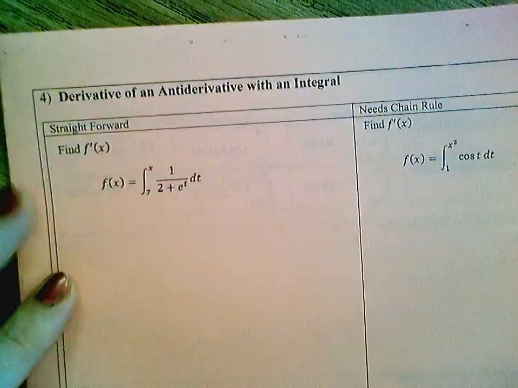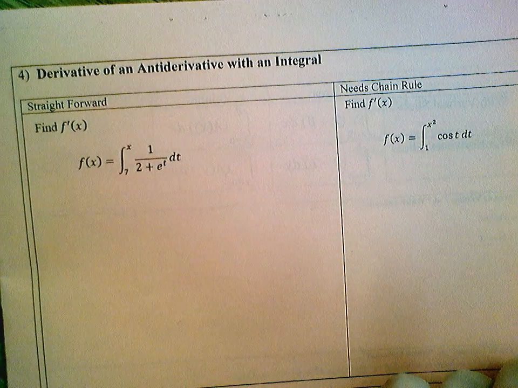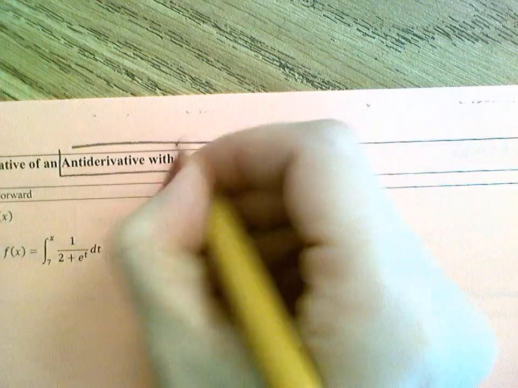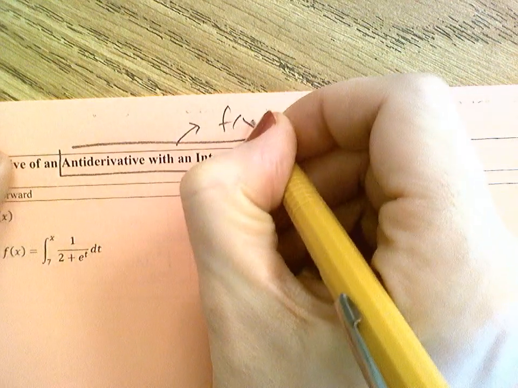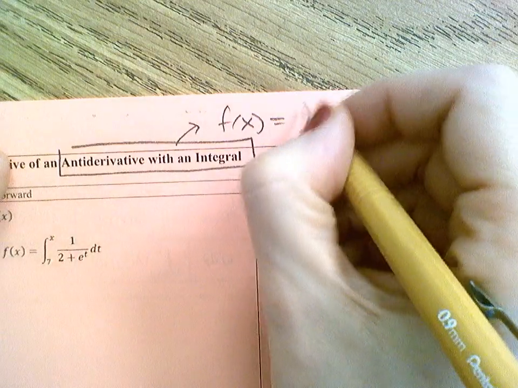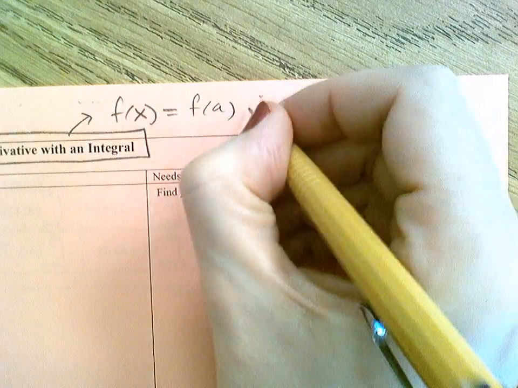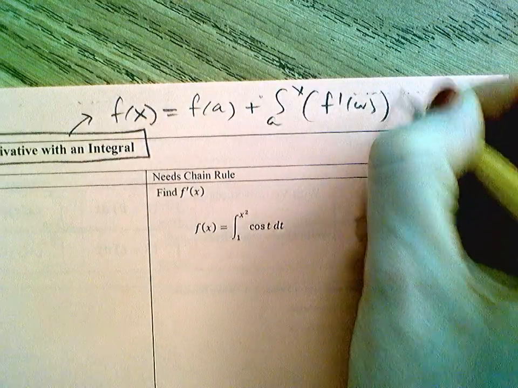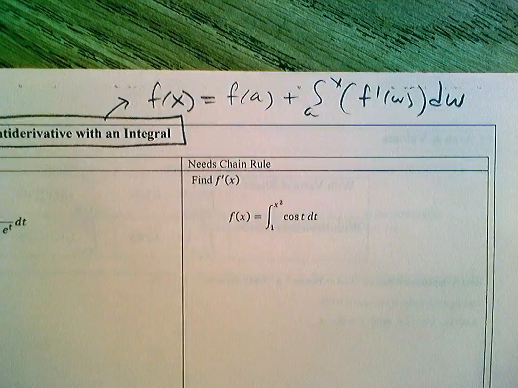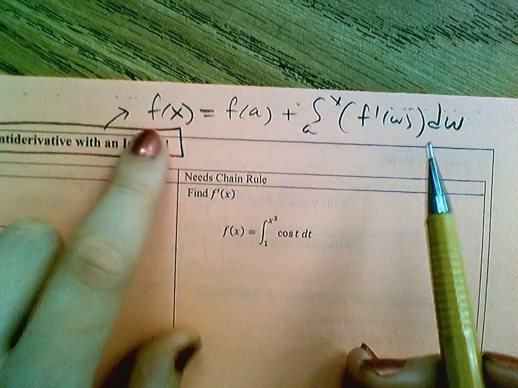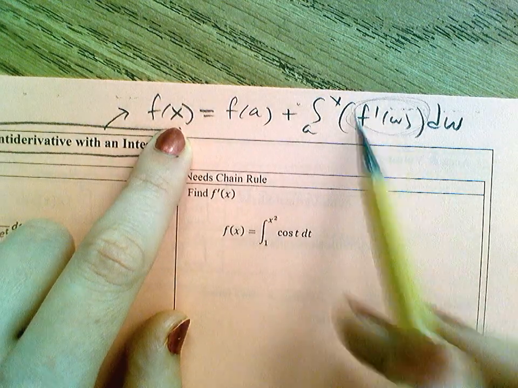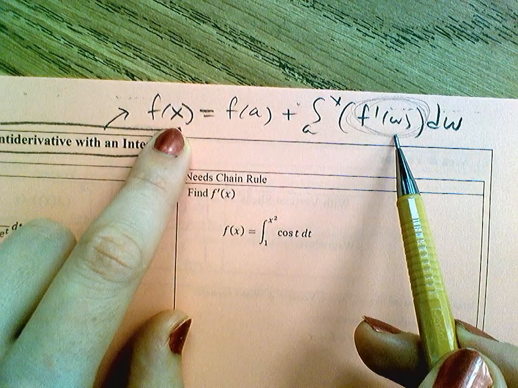Okay, so moving on. Derivative of an antiderivative with an integral. Anytime you see a function that looks like this, it is always of the form f of x equals f of some number a plus the integral from a to x of f prime of w dw. So basically, whatever this function is, its derivative is the input of the integral.